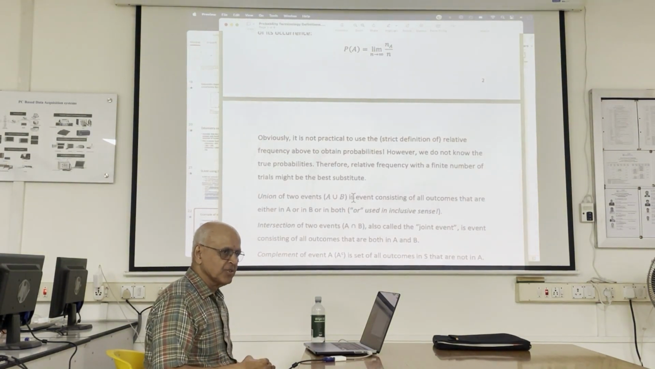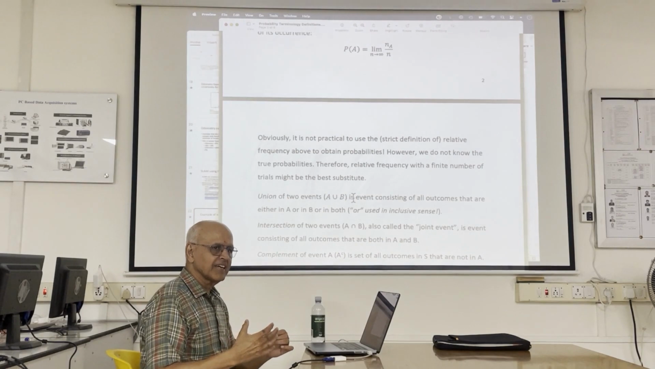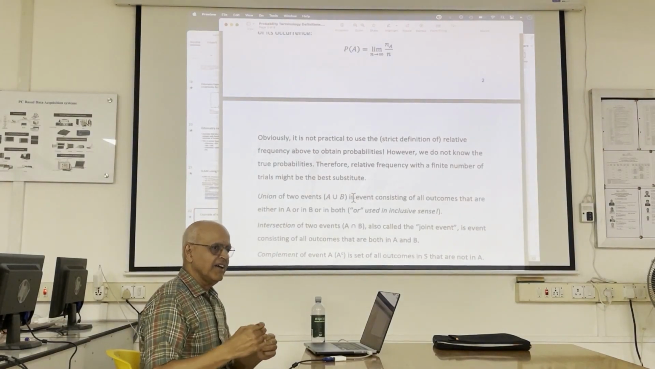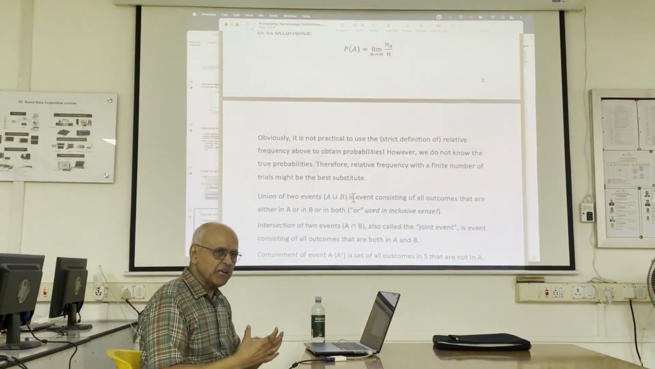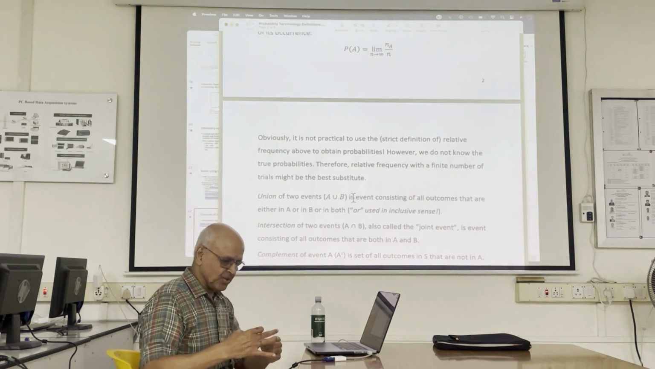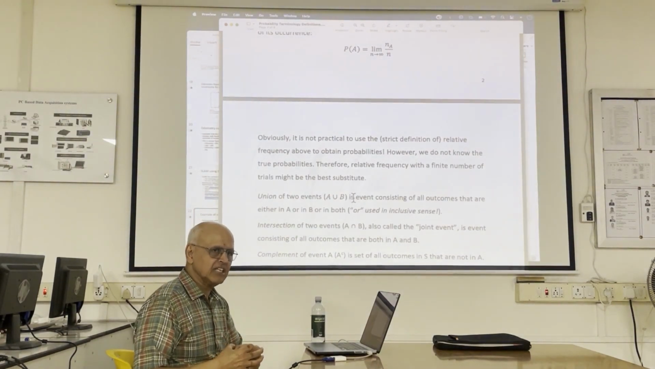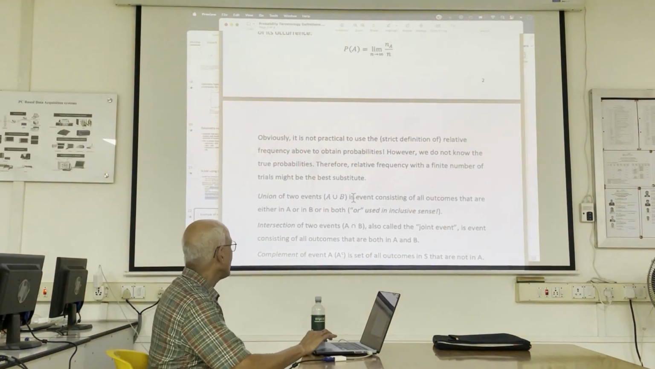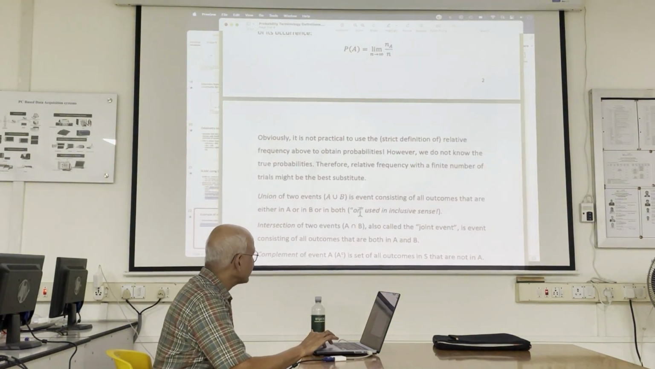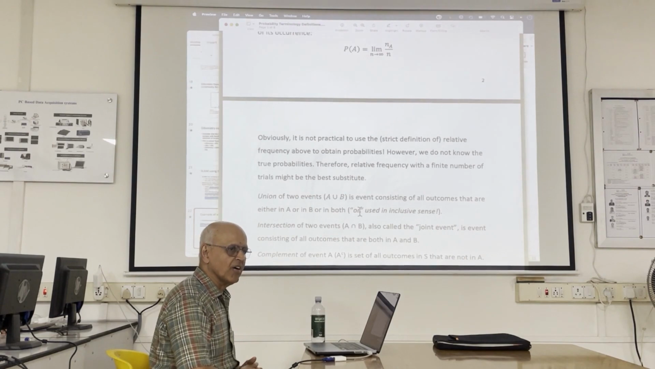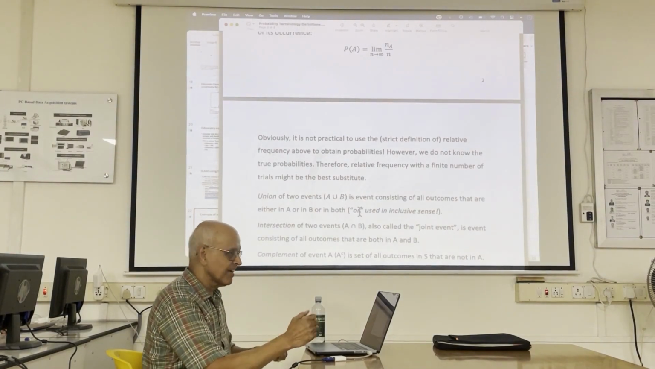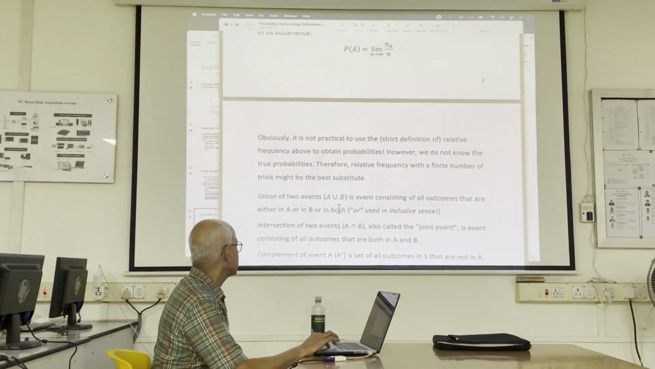Right? So less than 3 is one event, right? Even number is another. So both of those compound events actually intersect. Therefore, A union B is not like the English use of the word "or." Typically, we say one or the other, but that's not what this is.